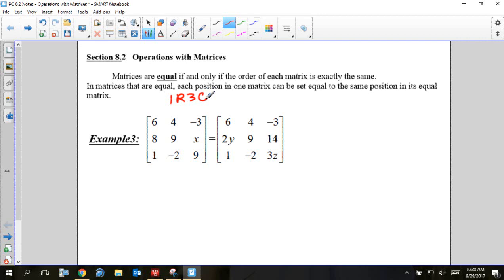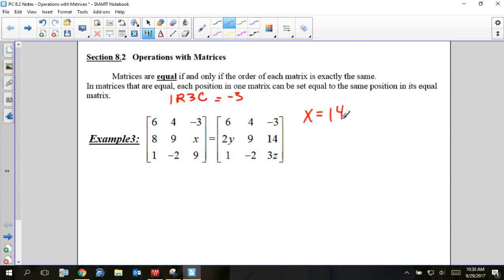No, because what do we know about these matrices? They're equal. So you see some variables in there. X is in the second row, third column. What does X equal in the other matrix? Second row, third column, 14. So we know X is 14.